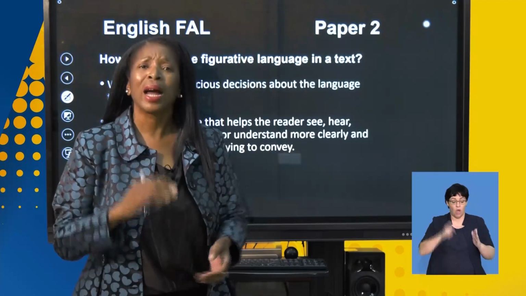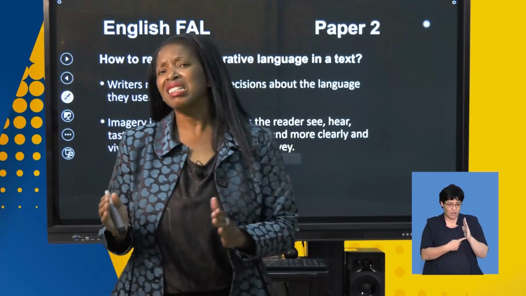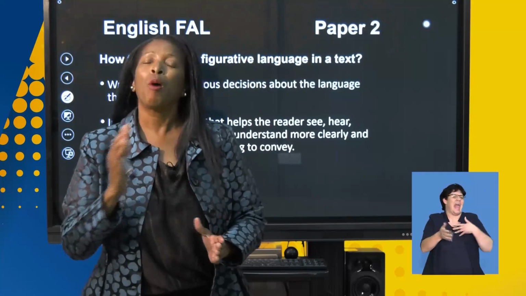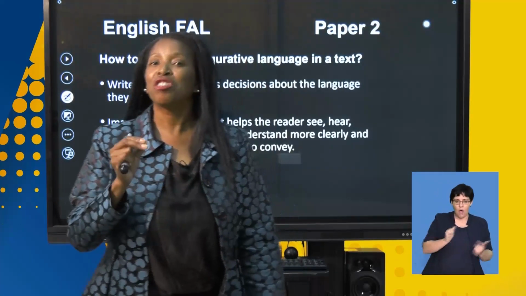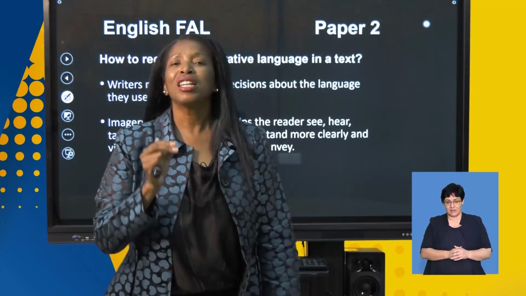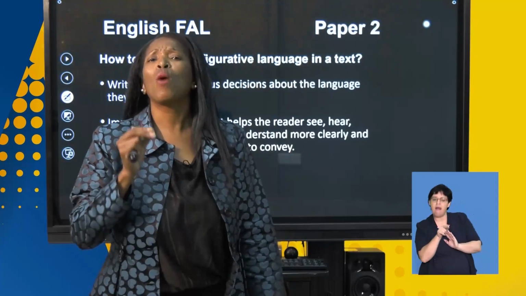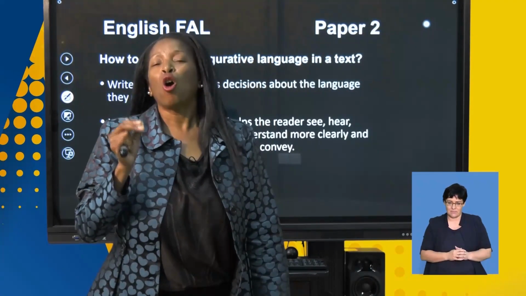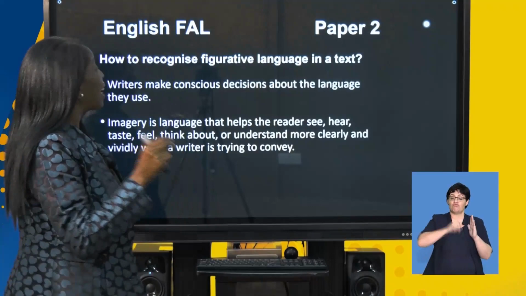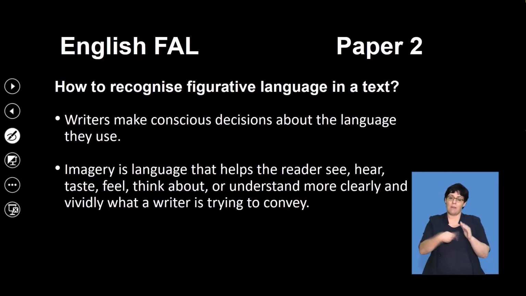So when writers write a particular piece, be it a novel, poetry or drama, they always make conscious decisions on the language they use. That is why you need to be able to identify the figurative language they use. Please remember that the only way writers can make these decisions about the language they use is through what we call imagery. So figurative language means that they use imagery.